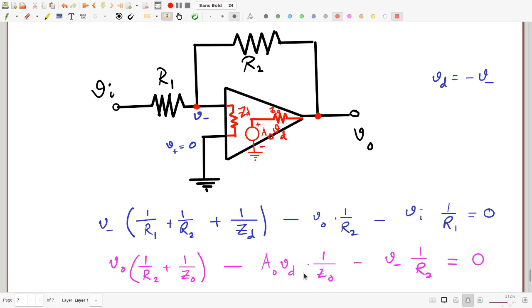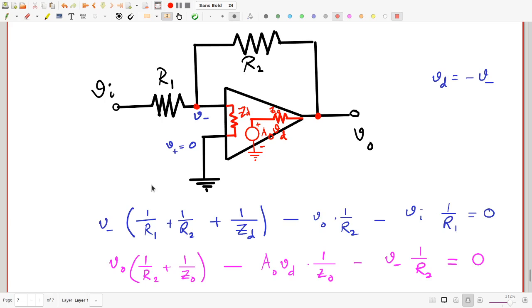So you can solve this equation for V minus in terms of Vo. Take this, plug it back here. Then you can get an equation which involves only Vo and Vi, and you can solve that to get the Vo by Vi ratio and figure out what the gain is for this particular circuit. Well, that's correct, but that will give you a rather cumbersome looking expression. But as I said, let us focus primarily on the role which A0 plays here.